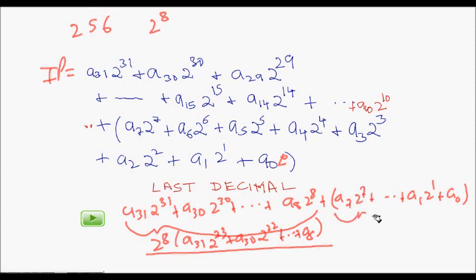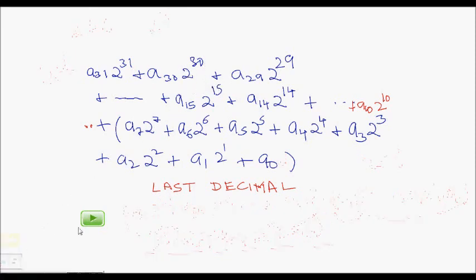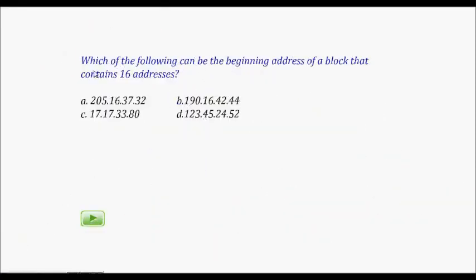So if your last number in the dotted decimal format is divisible by 256, this whole thing will be divisible by 256. This way we will find out if your IP address is divisible, so can it be a block size number? Let's see a few questions to understand the concept.